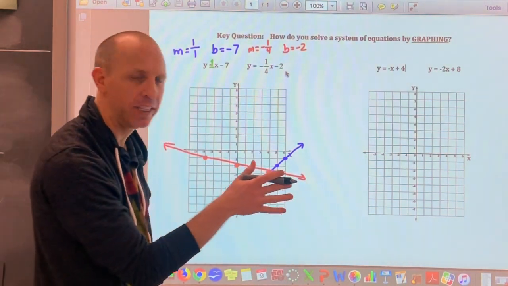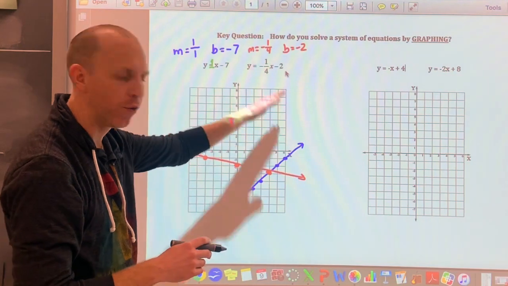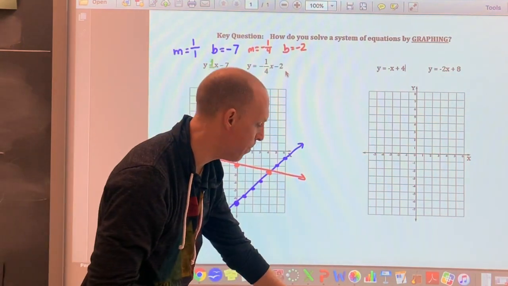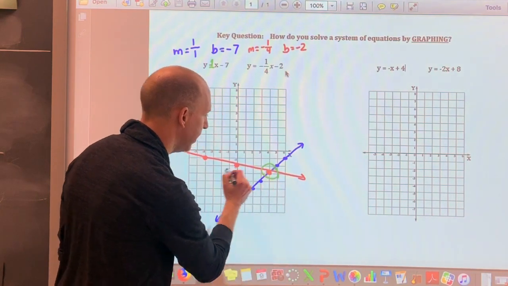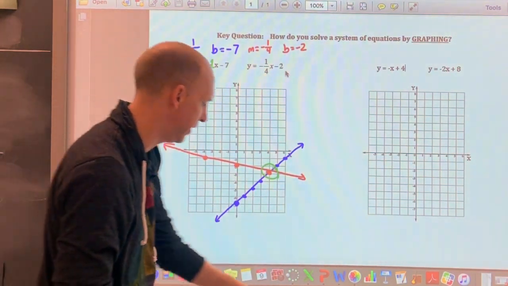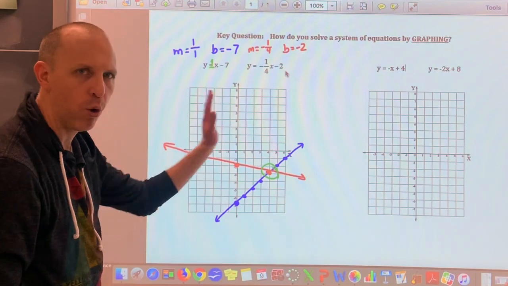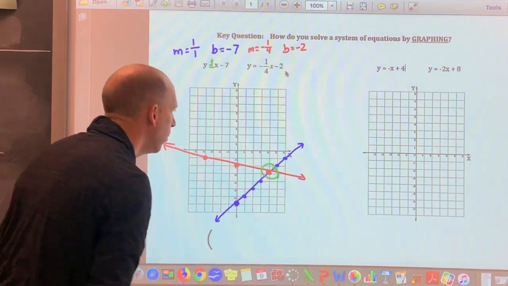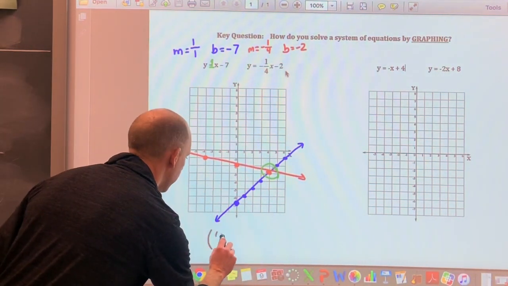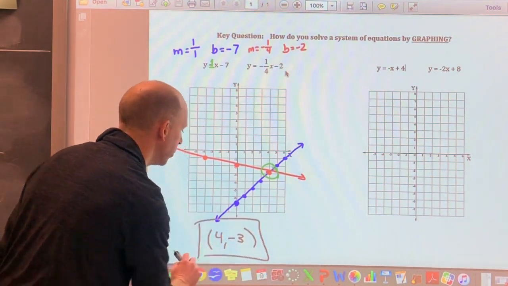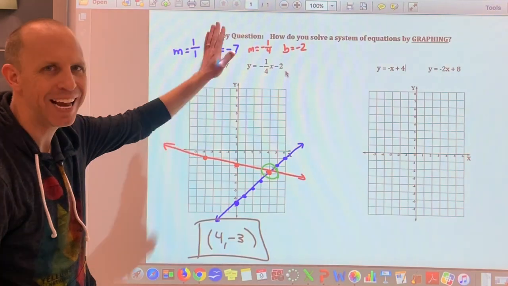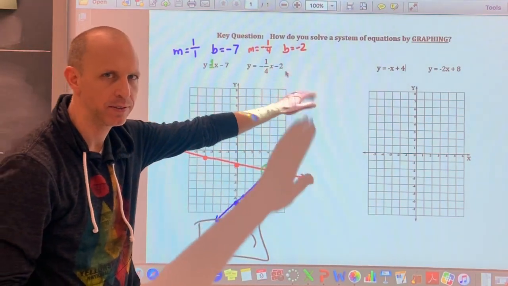Now, the question is, what is the solution for both of these? And if you remember in our exploration, we're looking for the point at which these two lines intersect, okay? And that ordered pair would be 4, negative 3. This is the only solution that will work for this equation and this equation.